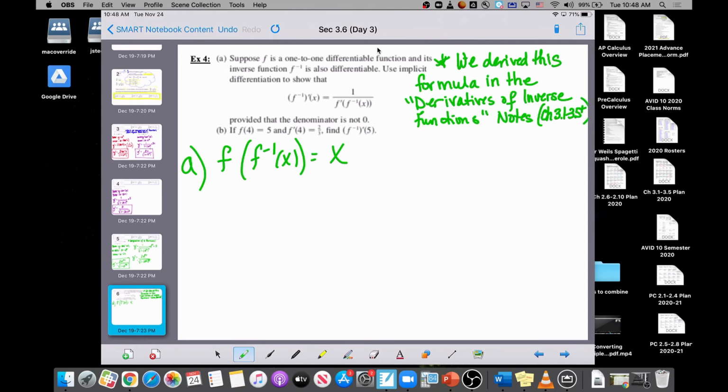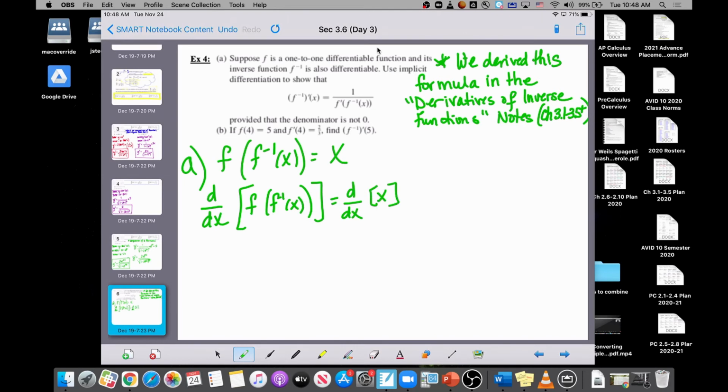So now I am going to differentiate implicitly, so I'm going to take the derivative with respect to x of the left side, f of f inverse of x. And I am going to take the derivative of the right side. You could write dy dx, but we don't have y's, we're using f of x, so that's why I'm just using the d dx notation. So the derivative with respect to x of x.